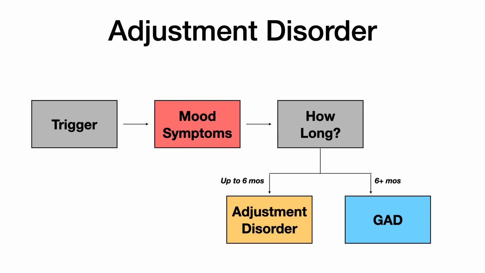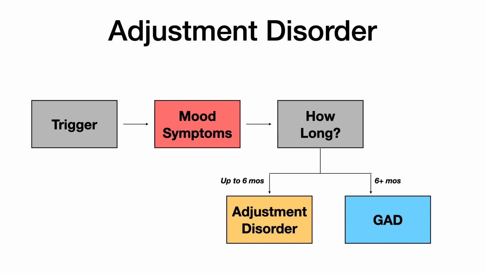So it's extremely high yield for USMLE and COMLEX to understand that some event happens, it causes mood symptoms, and when I write mood symptoms, I'm referring to either anxiety symptoms or depression symptoms, and then those symptoms will last either up to 6 months, and therefore it's adjustment disorder, or 6.0 months and beyond, and therefore it automatically converts to generalized anxiety disorder. So you need to understand that 6-month timeline.